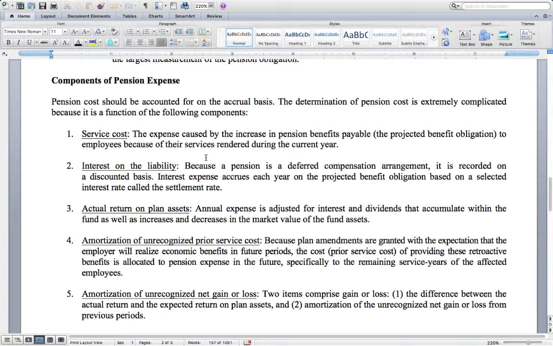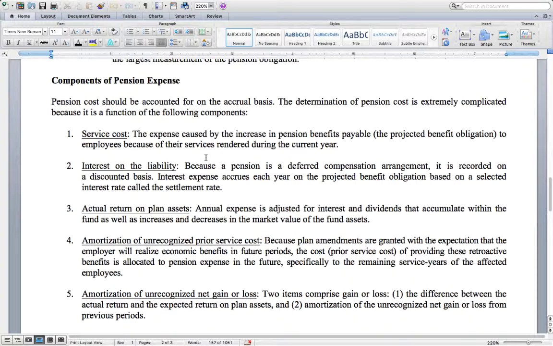Next is the interest on the pension liability. Because the pension is a deferred compensation arrangement, it's recorded on a discounted basis. Interest expense will accrue each year on the projected benefit obligation based on a selected interest rate called the settlement rate.